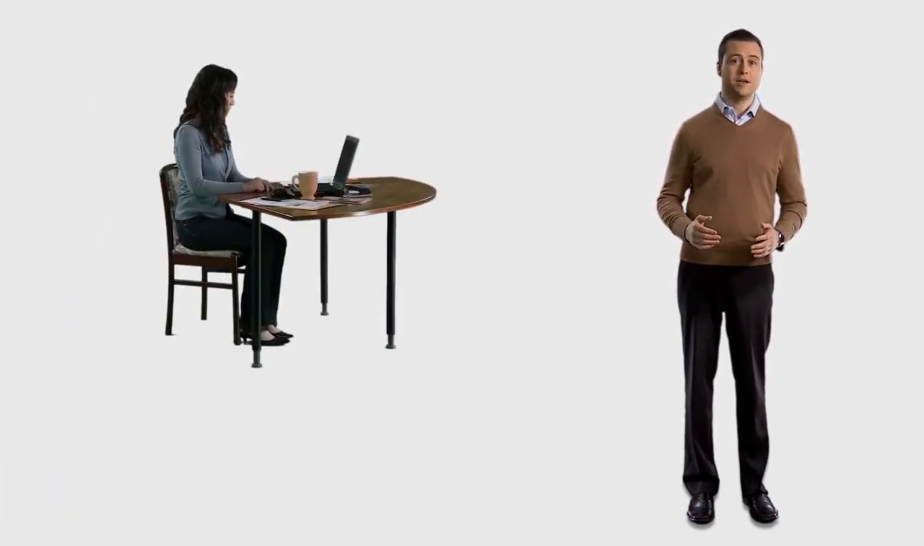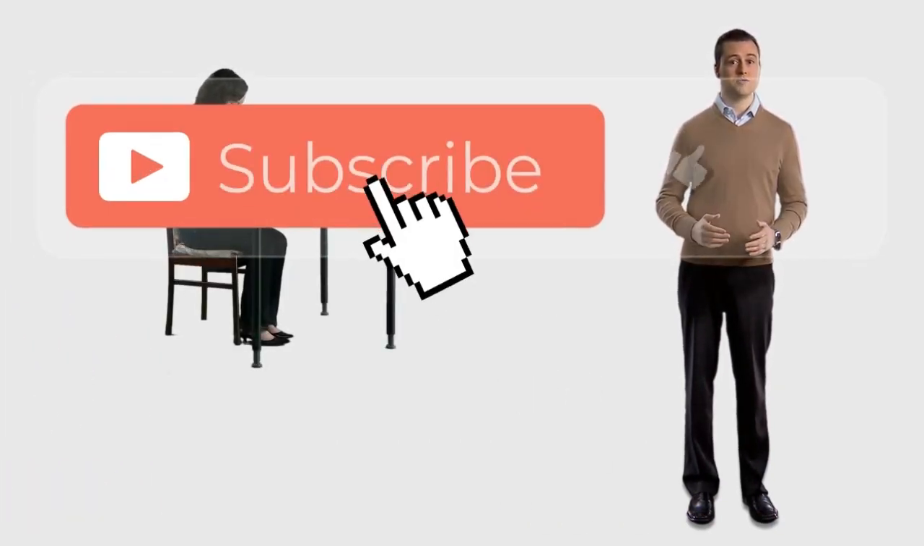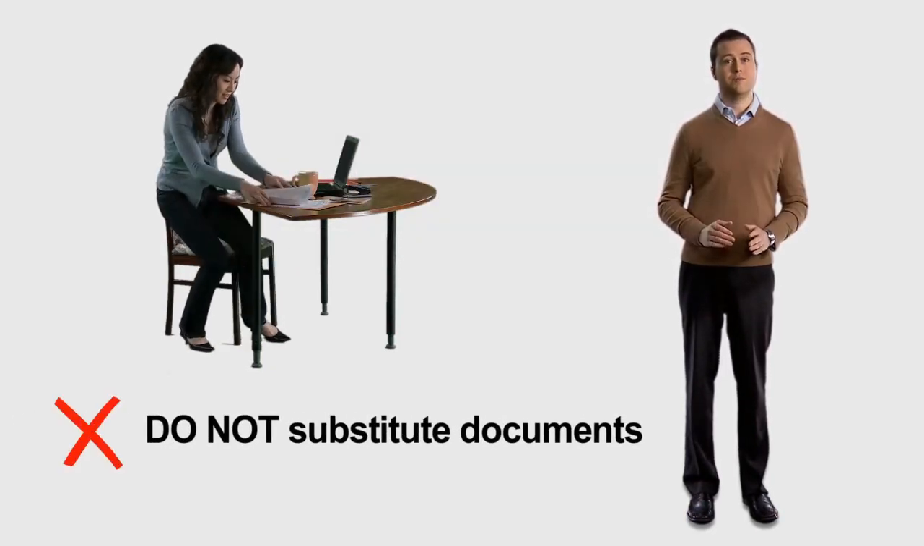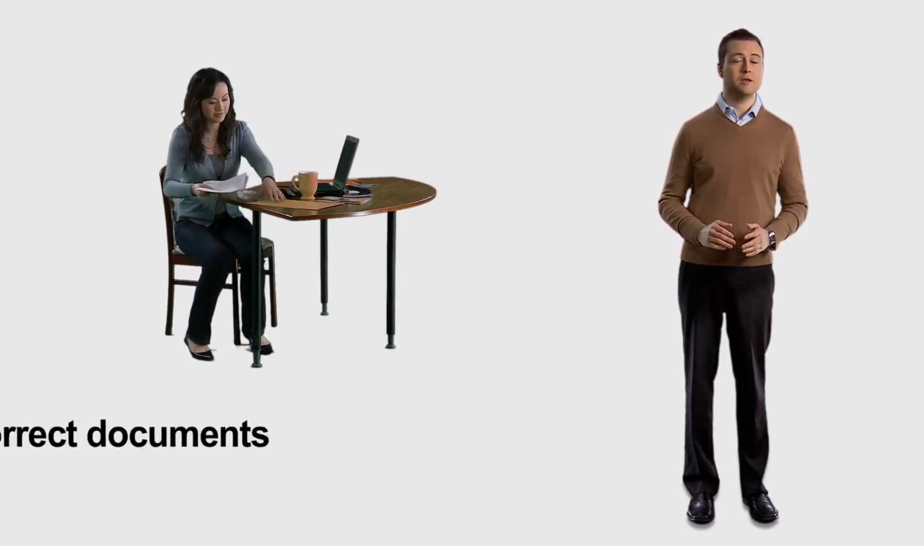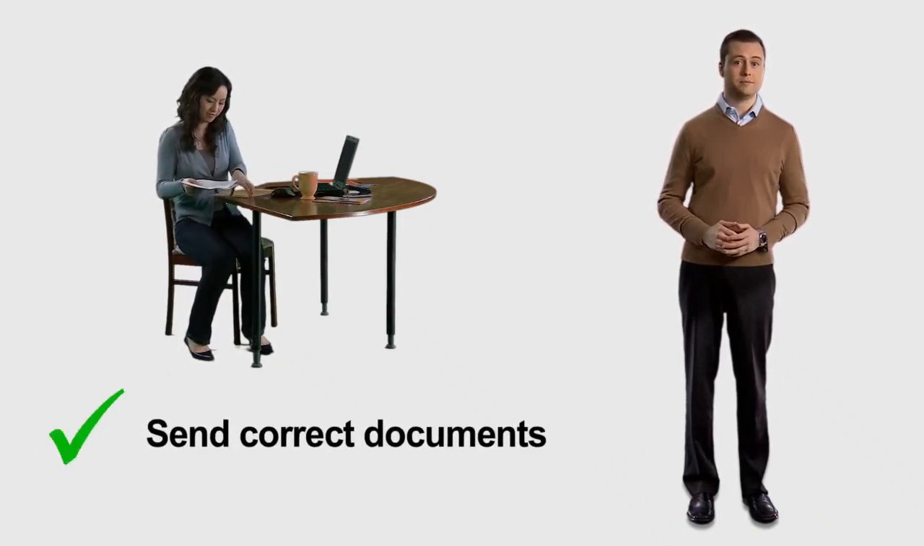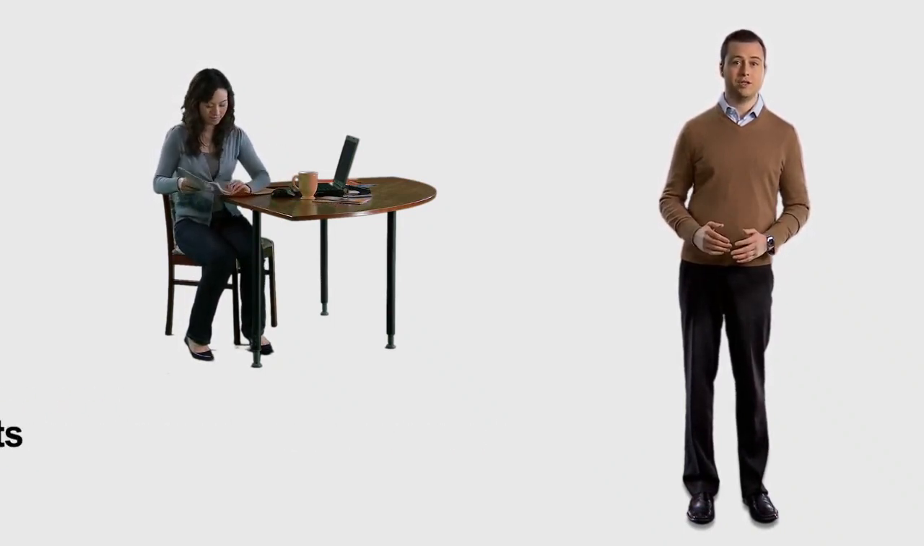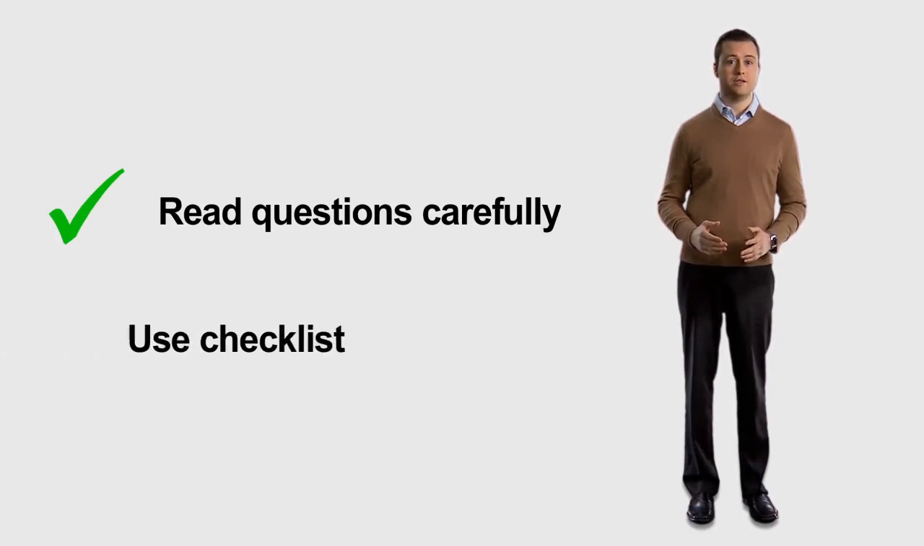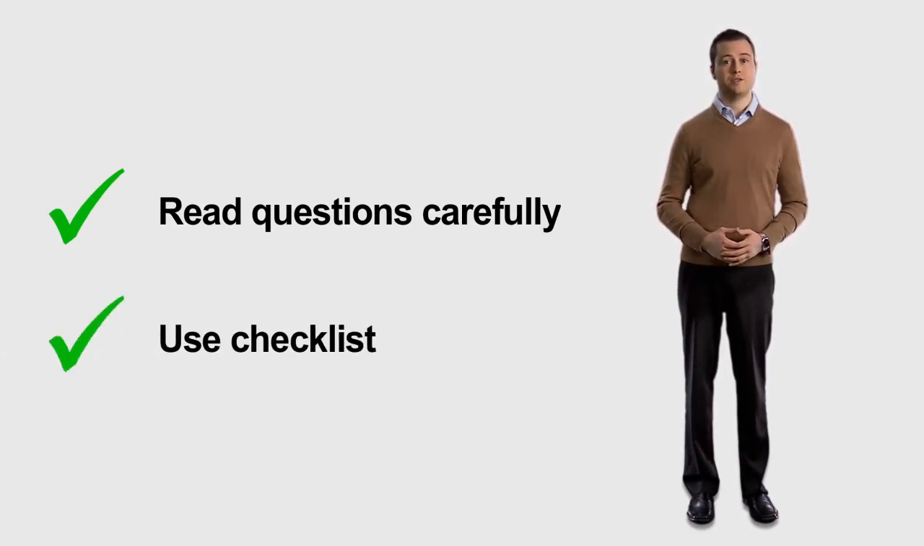Another common mistake happens when applicants send us the wrong types of supporting documents. Keep in mind that we do not accept substitutes. If we have asked for a birth certificate, do not send a passport instead. Other identification that lists your complete name and birth date is not always acceptable. Read the questions carefully and go through our checklist to make sure that you are following the proper steps.